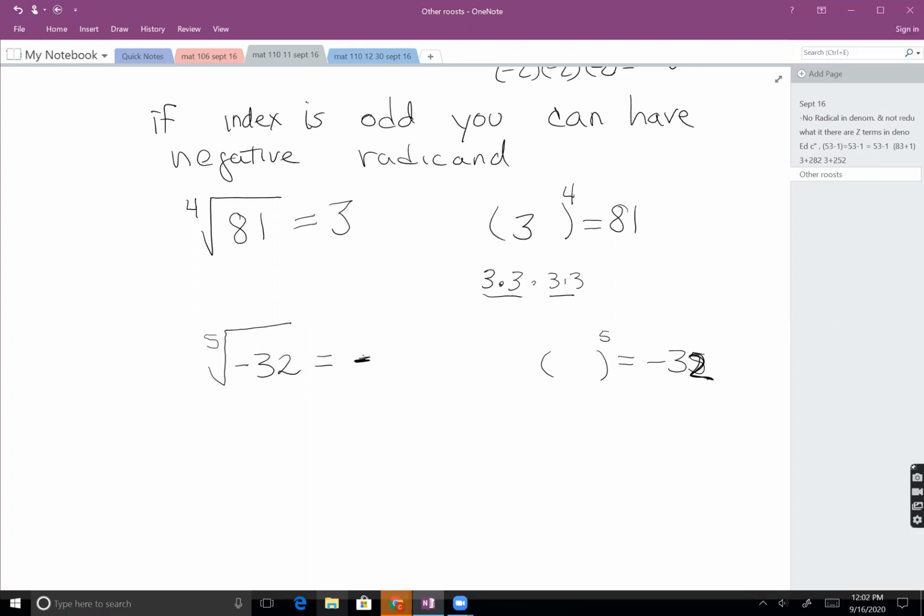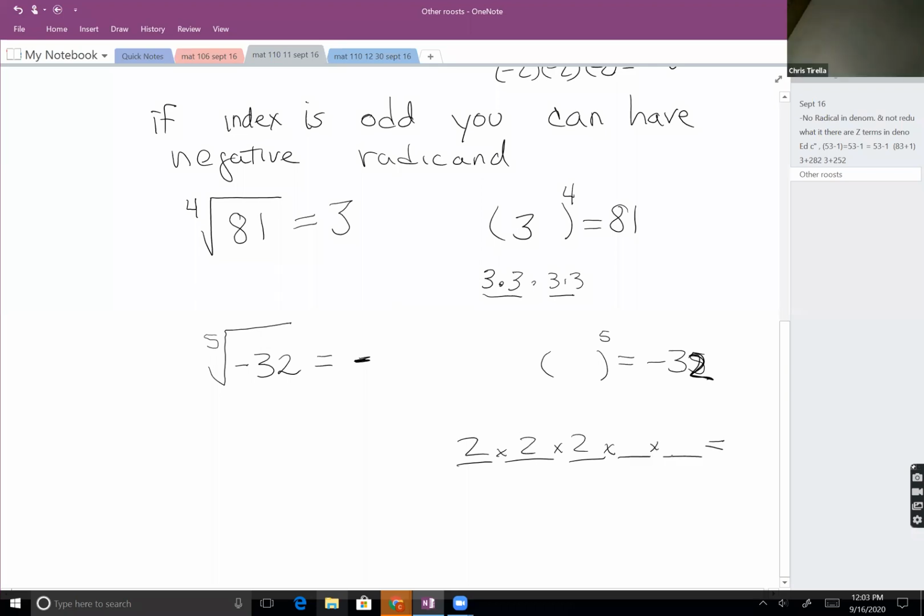Is it 6.4? Nope. If you think 6 times 6 is 36, so we're going to be bigger than that. I'm saying something times itself. If I took 5 of one number and multiplied. 2. Yeah, 2 times 2 is 4, times 2 is 8, times 2 is 16, times 2 is 32. So this would be negative 2.